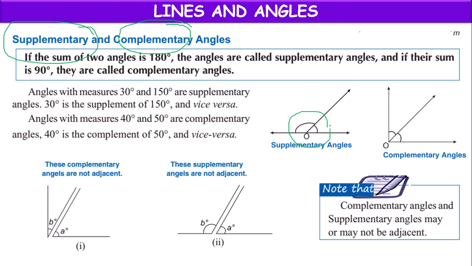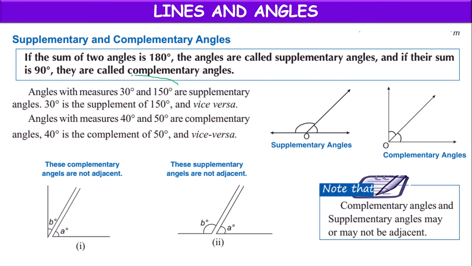If the sum of a pair of angles is 180 degrees, then they are called supplementary angles. This is possible when the pair of angles are situated on a straight line. The total angle is called a straight angle, but the individual angles are called supplementary angles. But if their sum is equal to 90 degrees, then they are called complementary angles.